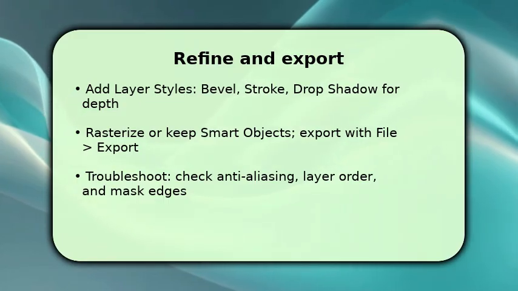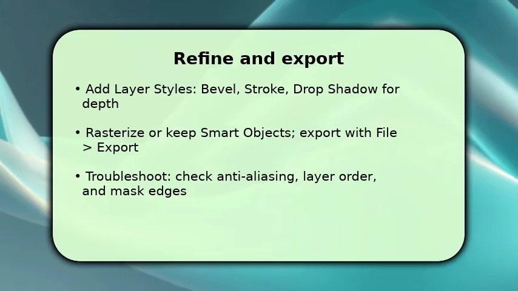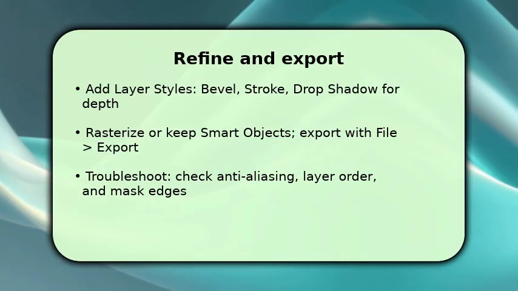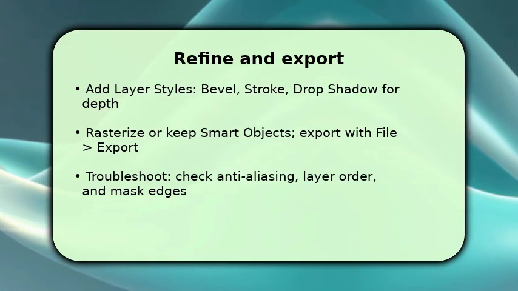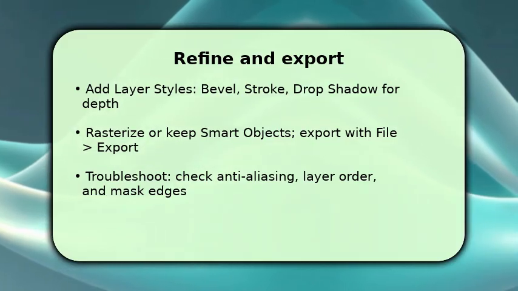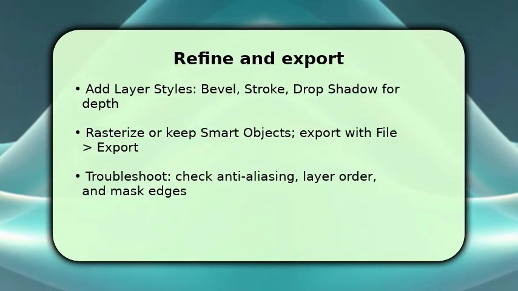Use Select, Load Selection on the text if you need precise masks, then flatten or export via File, Export As for web or Save As for print. If something looks jagged, make sure anti-aliasing was enabled on the text, and that masks are feathered slightly to avoid hard edges.